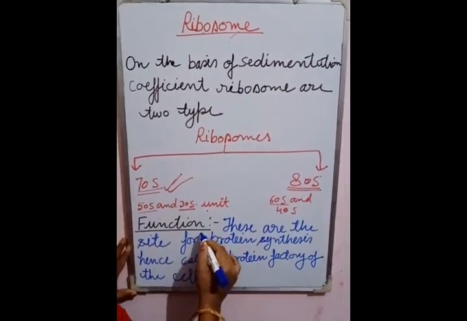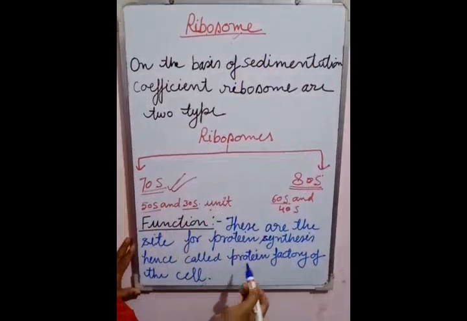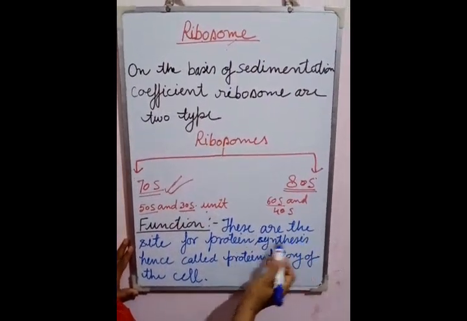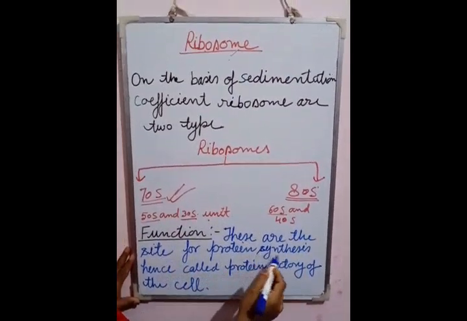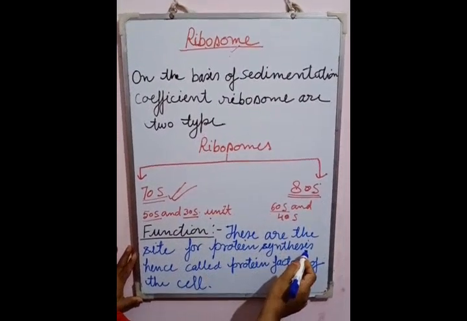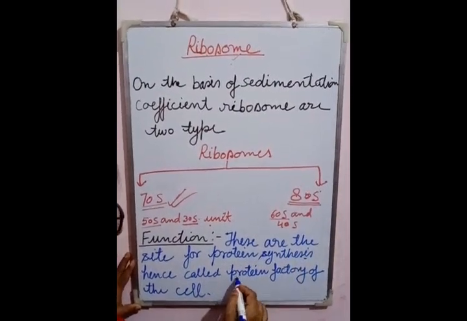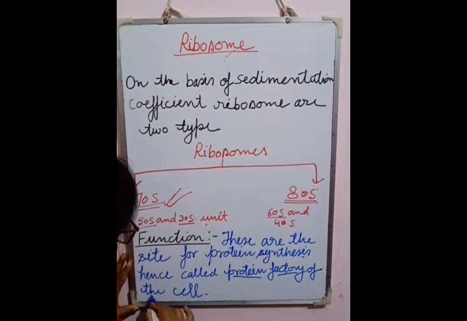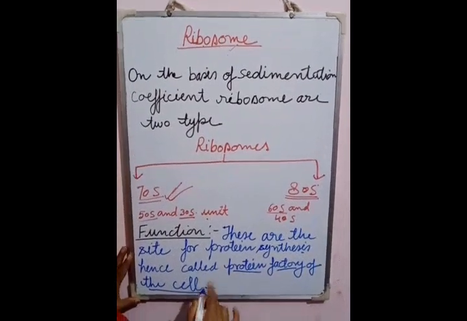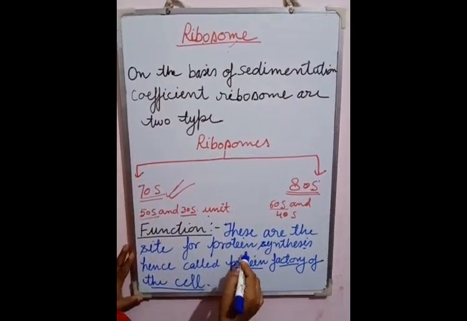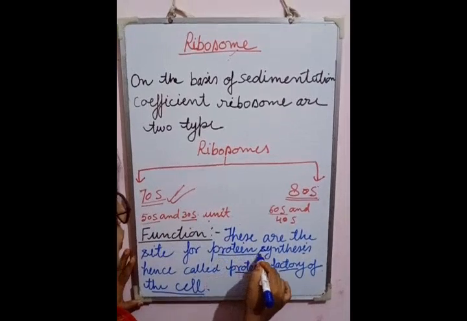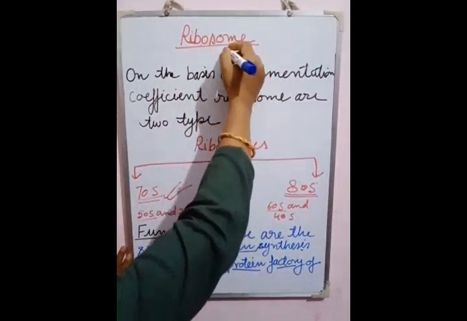Now come to the function of the ribosome. These are the site of the protein synthesis, hence called the protein factory of the cell. So only one function, they synthesize the protein. So this is about the ribosomes.